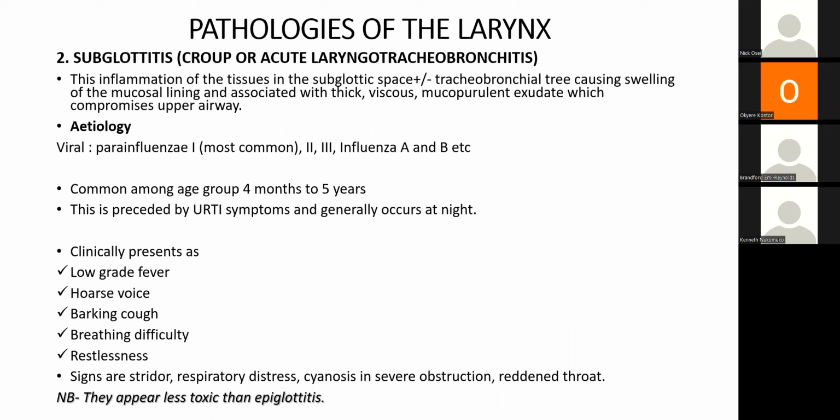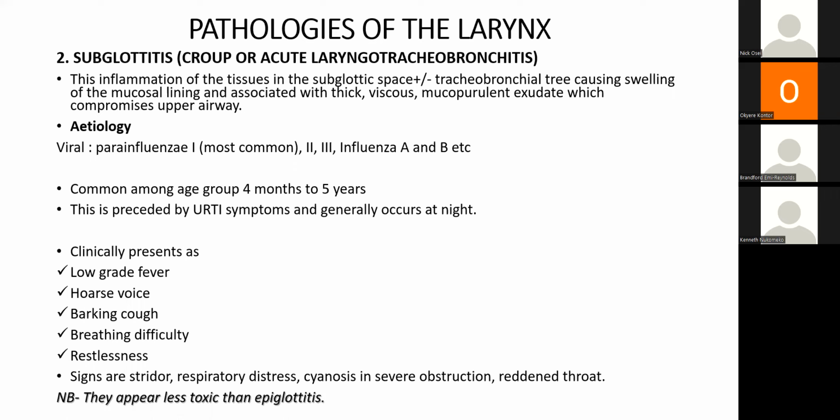Now we have subglottitis, also known as laryngotracheobronchitis. That is when you have inflammation of the larynx, the trachea, and the bronchus. There is inflammation of the tissues in the subglottic space or the tracheobronchial tree, causing swelling of the mucosal lining, and it is associated with thick, viscous mucopurulent exudates, which compromise the upper airway.